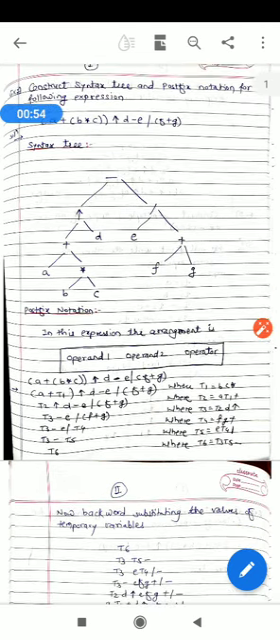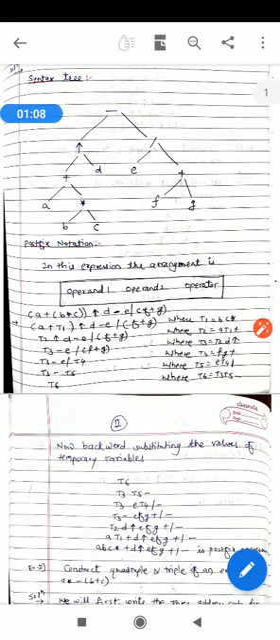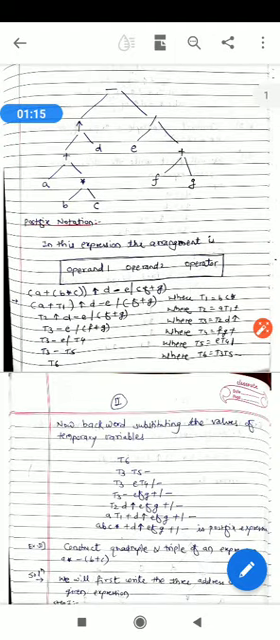The next is postfix notation. What is the general syntax of postfix notation? Operand followed by operator. So in this expression the arrangement is operand 1 followed by operand 2 followed by operators. For example, a + b * c ^ d - e / f + g. First we substitute t1 = b * c, which in postfix form should be t1 = bc*.